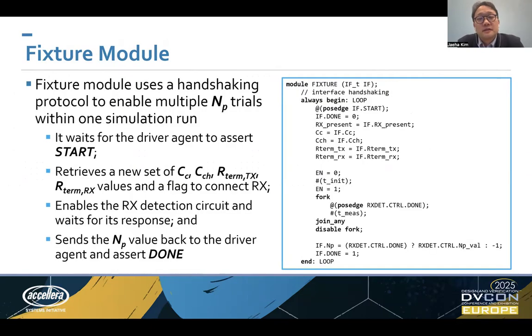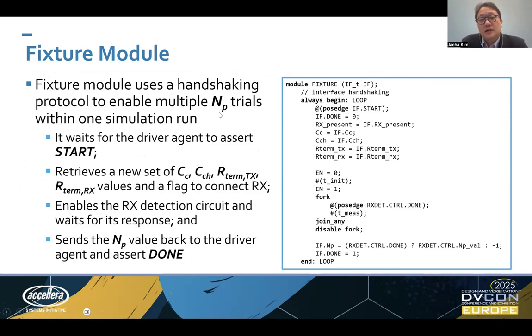The next component in the test bench is the fixture module. The first part of the fixture module uses a handshaking protocol to receive the condition parameter values, try them on the receiver detection circuit, and send the response back to the driver agent. And we would like to do that multiple times during the single simulation run. And that's why we're using this handshaking protocol.